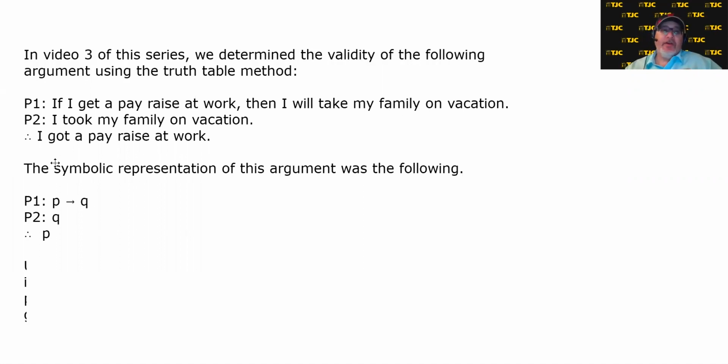The symbolic representation of this argument was the following. The first premise was P pointing to Q, and in this particular example, the simple statement P was, I get a pay raise at work, and Q was, I will take my family on vacation. The second premise was, I took my family on vacation, which although in the past tense, is still conveying the same idea as Q. And the conclusion was, therefore, I got a pay raise at work.